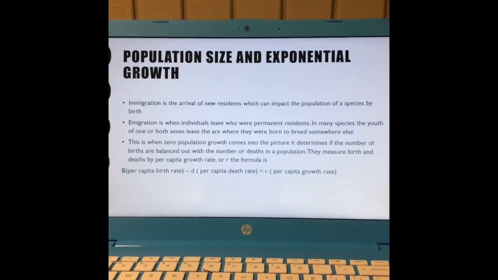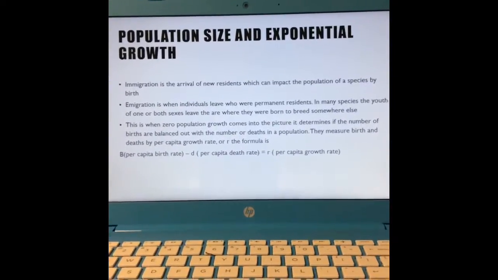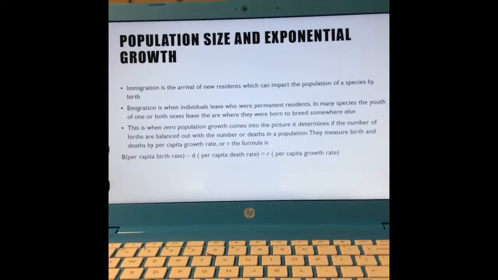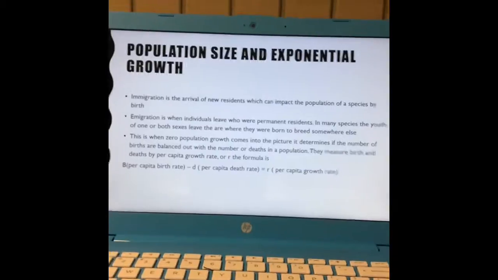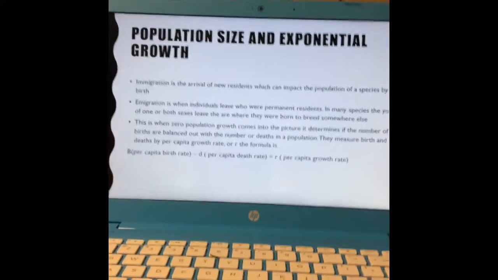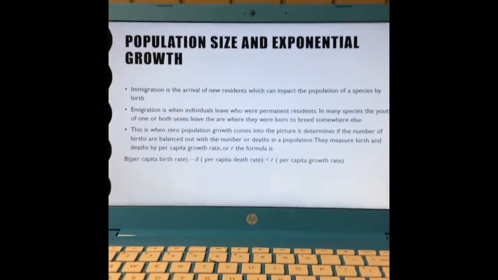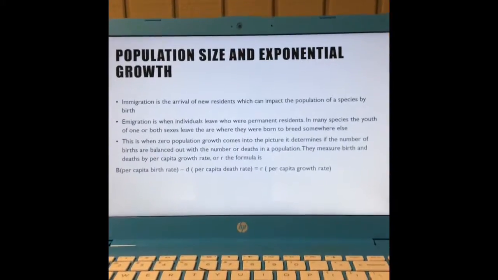Population size and exponential growth. Immigration is the arrival of new residents. This can impact the population of a species by birth, which means that since there are more animals coming into a certain environment, it will increase the number of its members. Emigration is when individuals leave who are permanent residents.